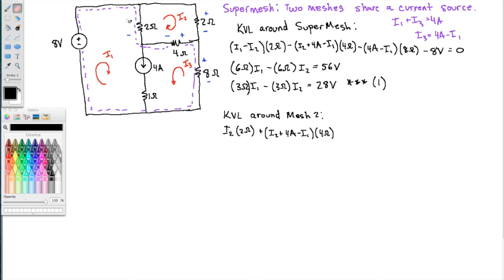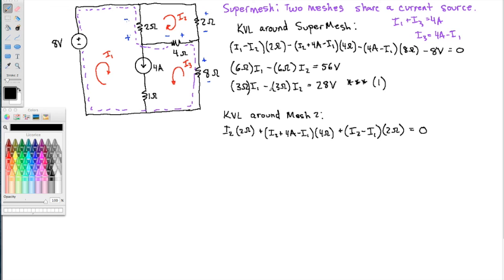Finally, I need the drop across the 2 ohm resistor going from bottom to top. So I2 goes with me, I1 opposes me, so this is plus I2 minus I1 times the 2 ohms gives me the drop back to where I started, so that's equal to 0.